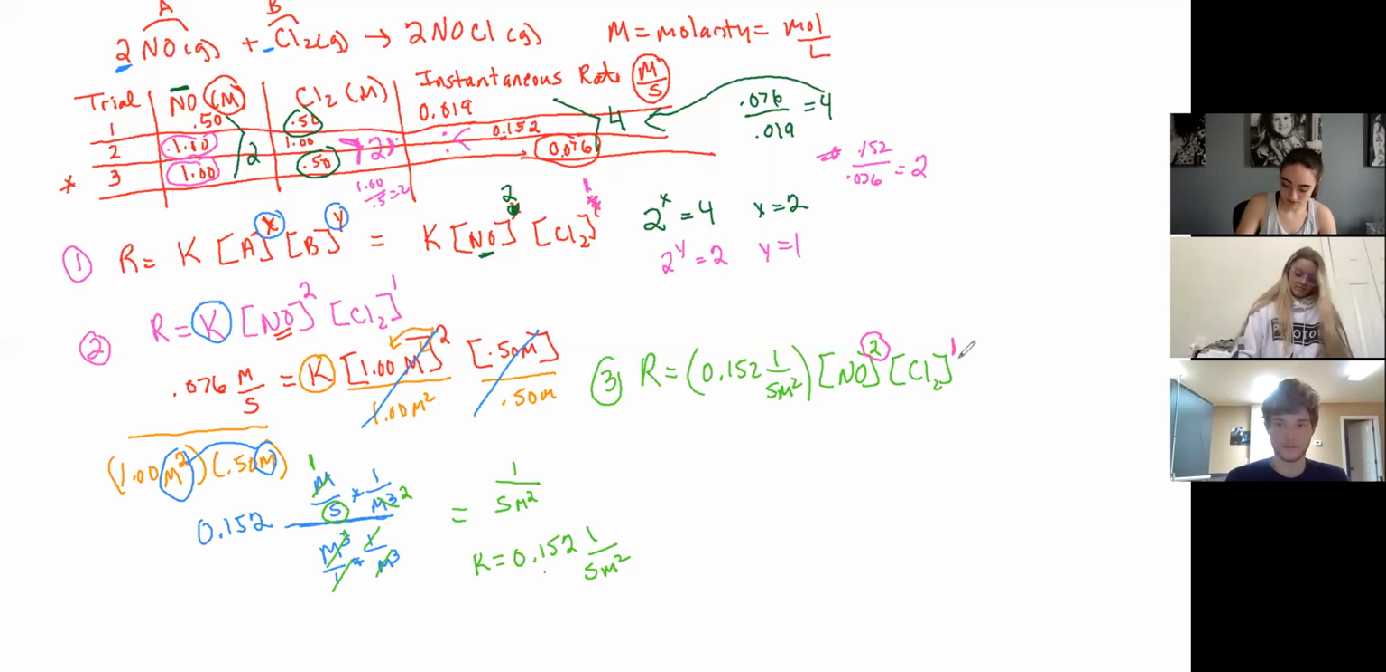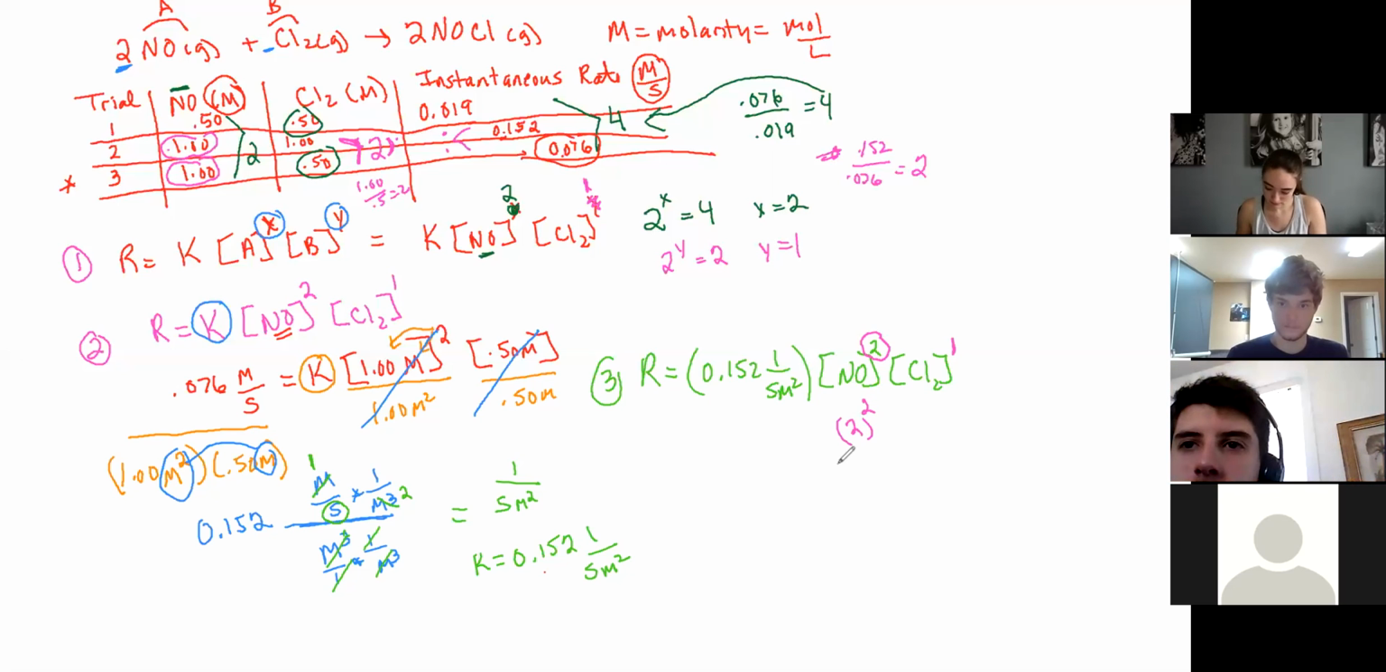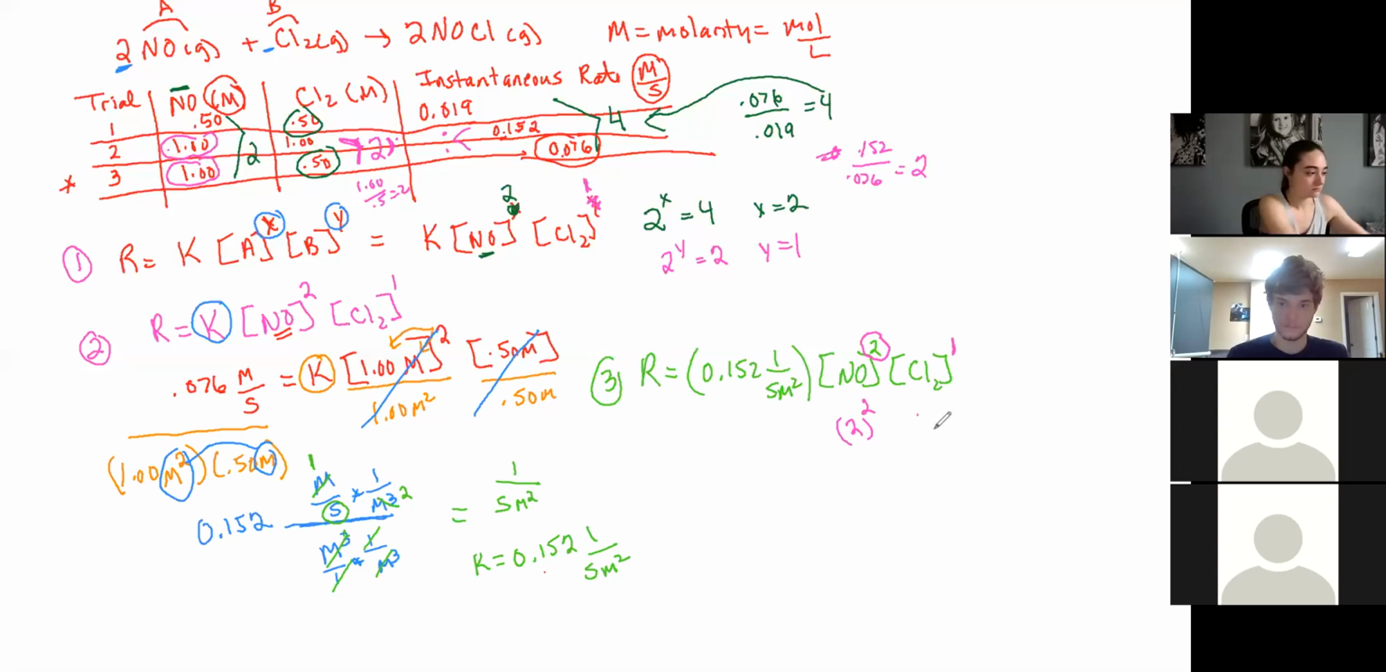Now what does that mean? It means that when I change the concentration of nitrogen monoxide, the rate changes a lot faster. If the concentration of nitrogen monoxide went up by 2, then 2 squared, the rate would go 4 times faster. If I change the concentration of chlorine by 2, 2 to the first power, it'd only go twice faster. So the order of the reaction with respect to some component is just whatever the exponent is. If I ask you what is the overall order of the reaction, you just add the exponents together. 2 plus 1 is 3.